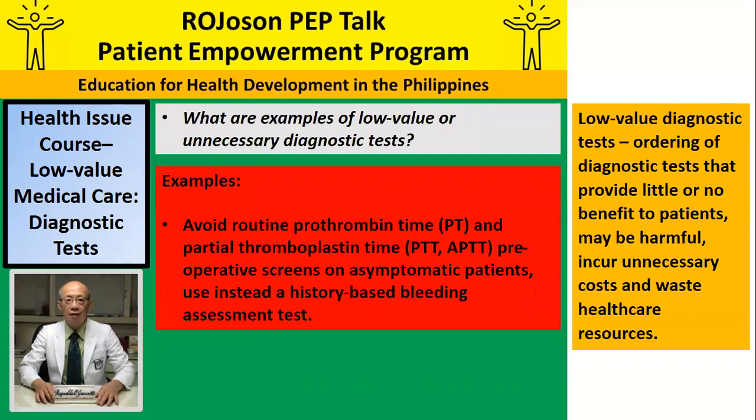Okay. Avoid routine prothrombin time. Ito yung mga test for the bleeding tendency. Okay. So a lot of surgeons are ordering this thing for the clearance. Okay. So the advice is to avoid this in an asymptomatic patient. Use instead a history-based bleeding assessment test. Just ask the patient, meron ka bang history ng prolonged bleeding? Ayaw huminto, matagal huminto, kung nasugatan? Kung wala, then na-operahan ka na dati, nothing happens, so you don't need to order all these tests anymore. Okay.